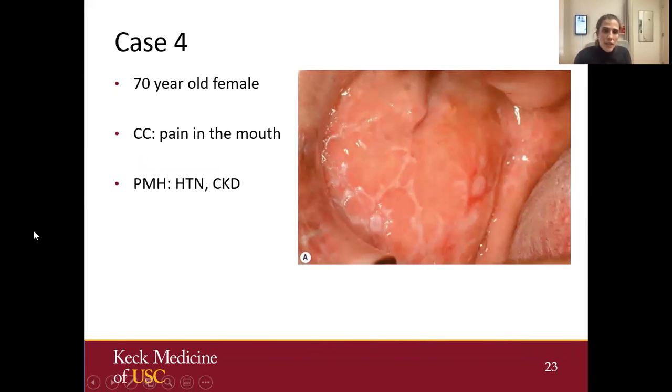So this is another case here, a 70-year-old female who comes in complaining of pain in her mouth, with a diagnosis of high blood pressure and CKD. You look in her mouth and you see what we would describe as reticulated whitish patches on the buccal mucosa, and some erosions as well. We can forward the slide.